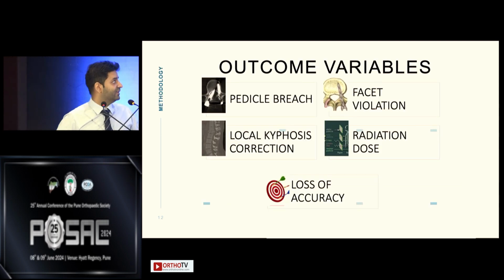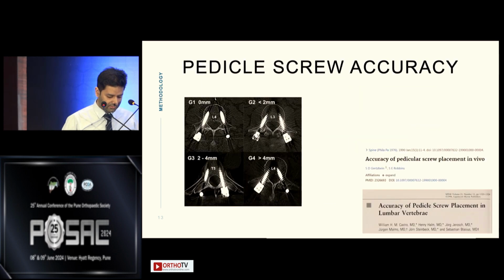So how did we measure the OAM accuracy? We analyzed the pedicle breach. We quantified the pedicle breach in all the fractures and compared our cohort: stable versus highly unstable fractures. Facet violation leads to adjacent segment syndrome, if we violate the cranial facet. We assessed the local kyphosis correction and radiation dose. And loss of accuracy is also a marker for OAM accuracy. So this is how we assess the pedicle accuracy.